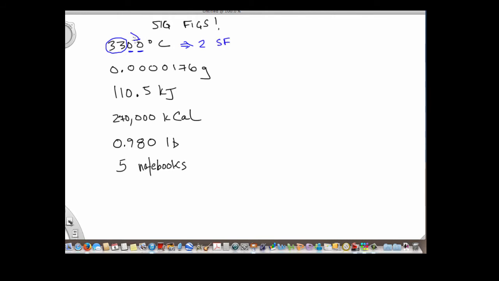These zeros are called placeholders. They tell us how big the number is. So we can rewrite this number, maintaining our two significant figures, as 3.3 times 10 to the third degrees Celsius, maintaining our two significant figures.